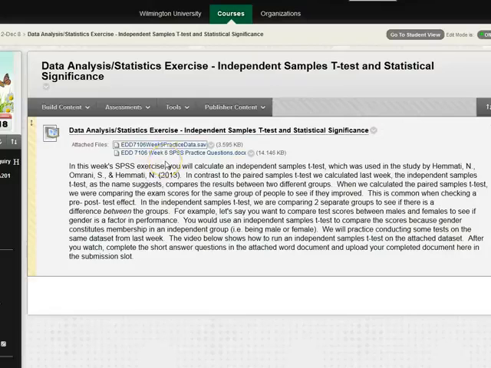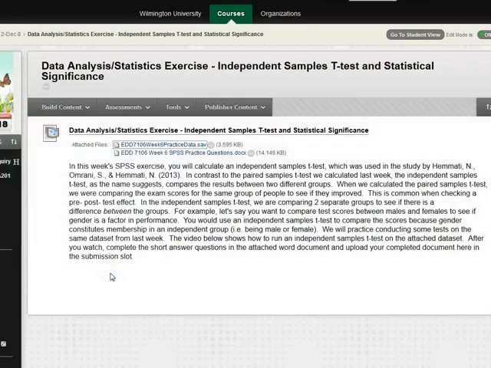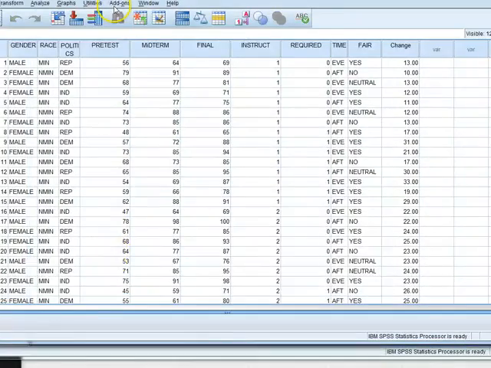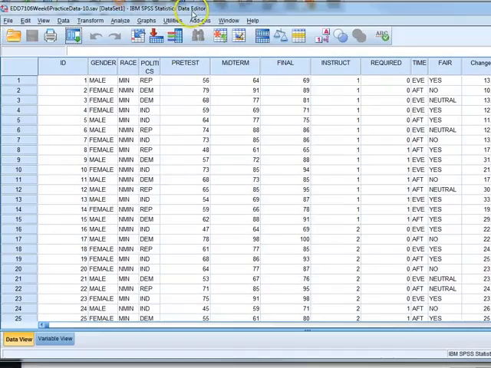Hello class, this week we're going to take a look at the independent samples t-test. Last week we did paired samples, and we'll look at the independent this week. And so we'll use the same data set.